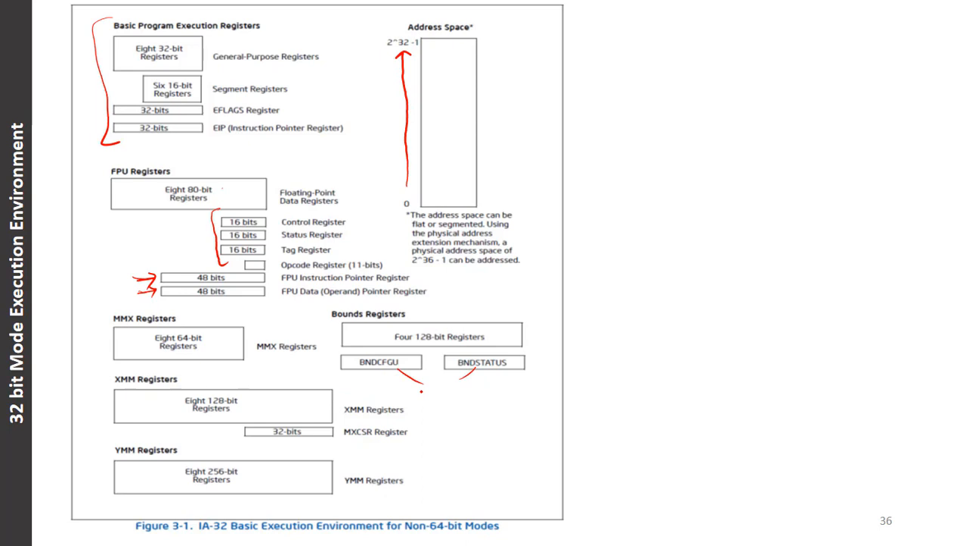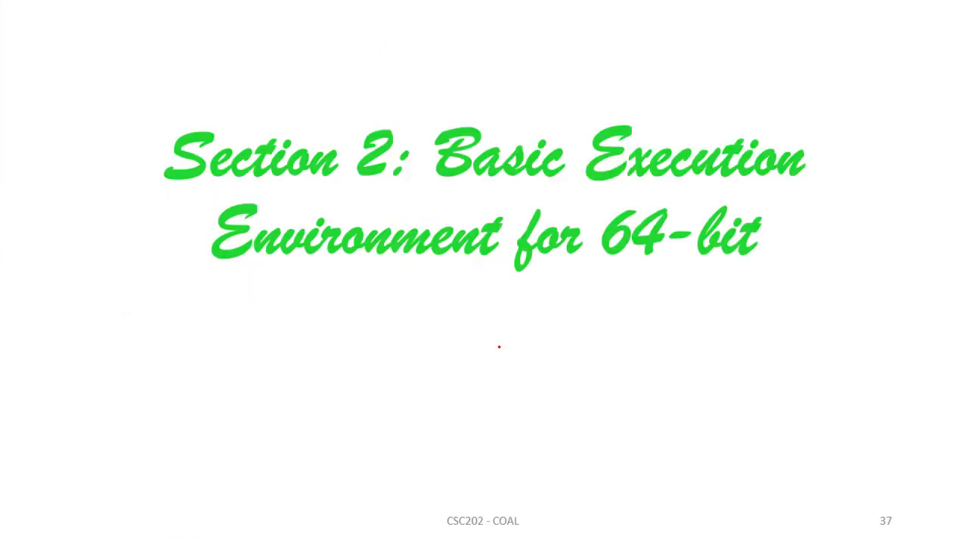I skipped a few things. This register is used for user mode, and there is a concept called user mode and kernel mode. Hopefully you will learn it in future. And this is the bound status. If anything goes wrong, this status flag turns up.